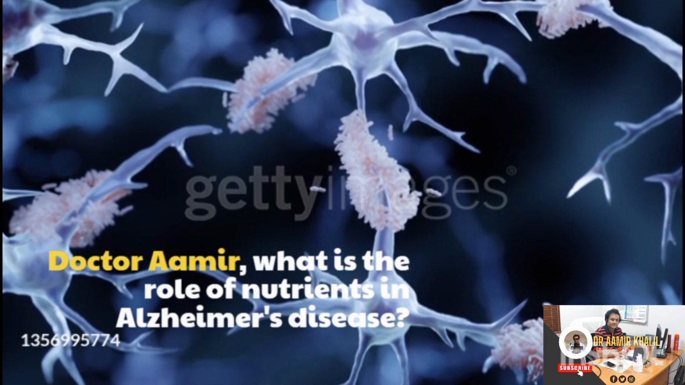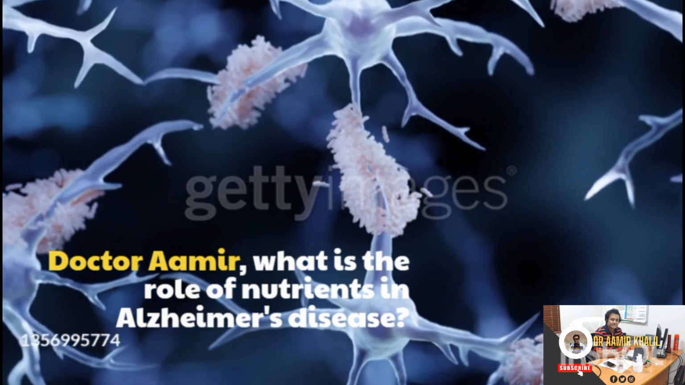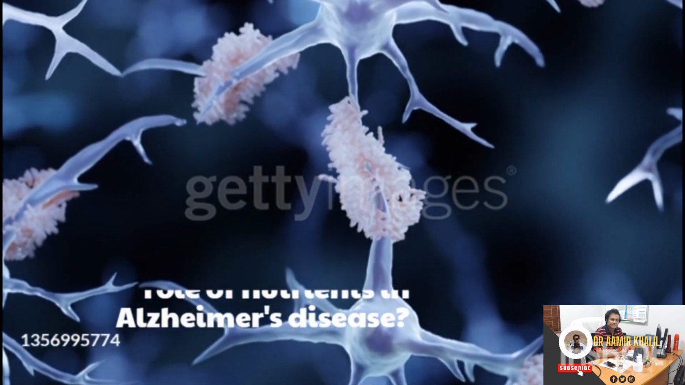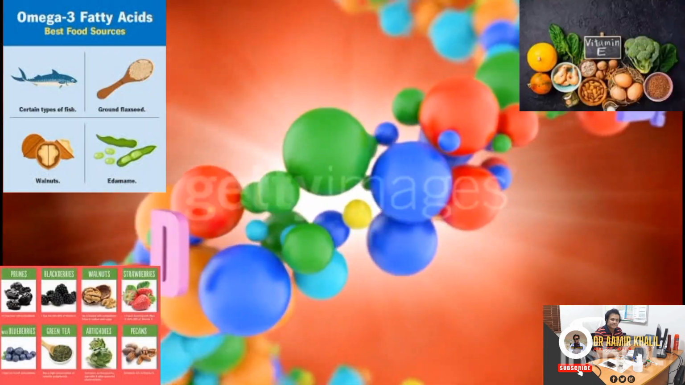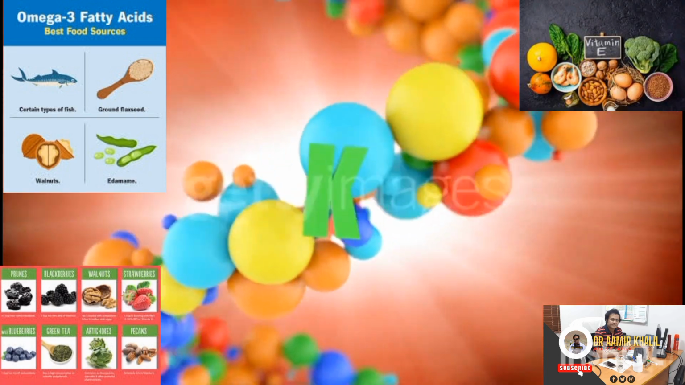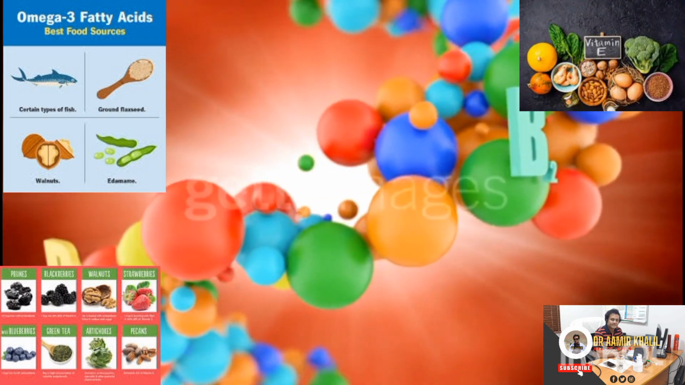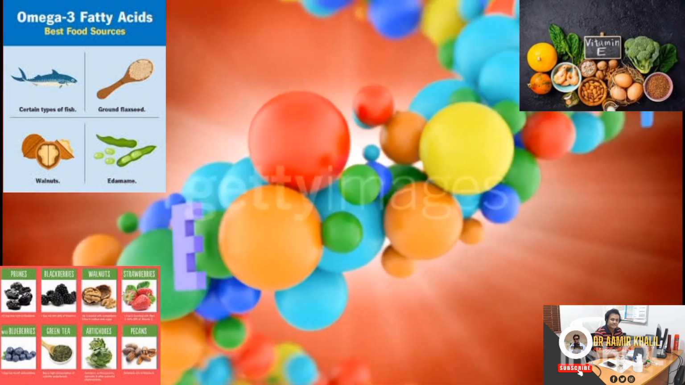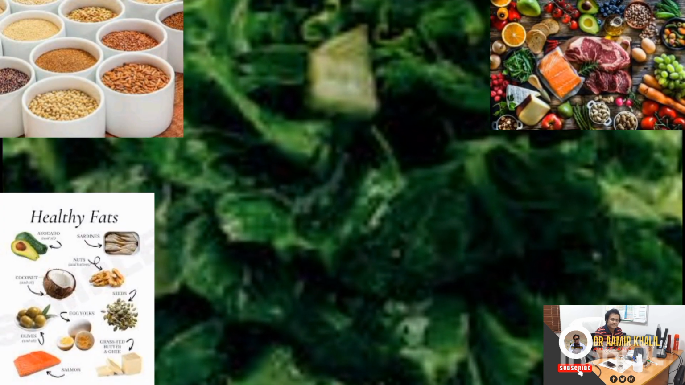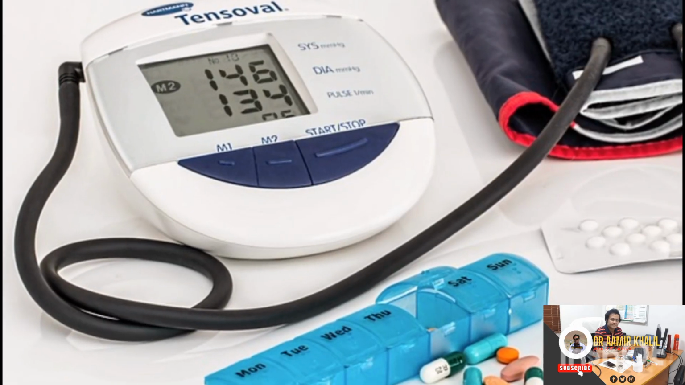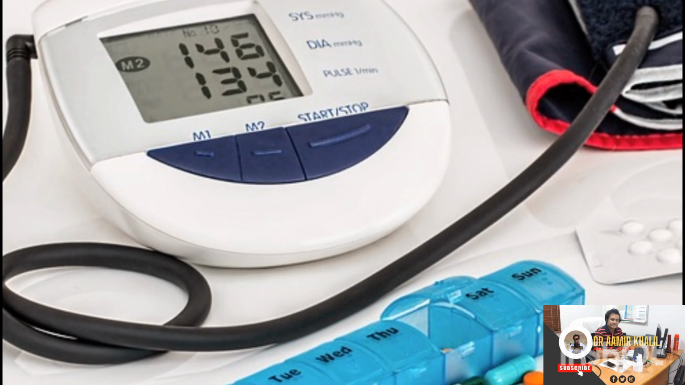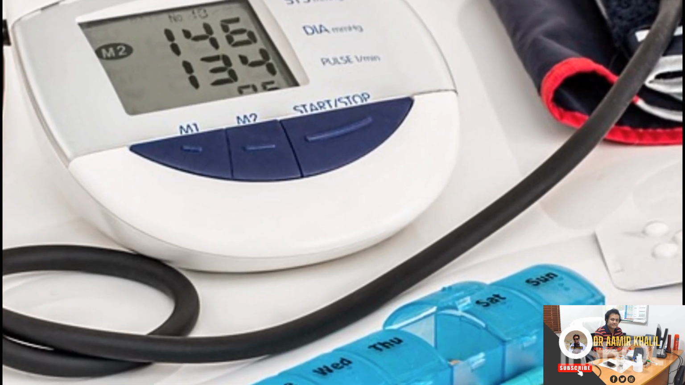Dr. Aamir, what is the role of nutrients in Alzheimer's disease? Certain nutrients like omega-3 fatty acids, antioxidants, vitamin E, C, and B vitamins may support brain health and potentially reduce Alzheimer's risk. A balanced diet rich in fruits, vegetables, whole grains, lean proteins, and healthy fats can contribute to cognitive well-being. However, more research is needed to fully understand their impact on the disease.